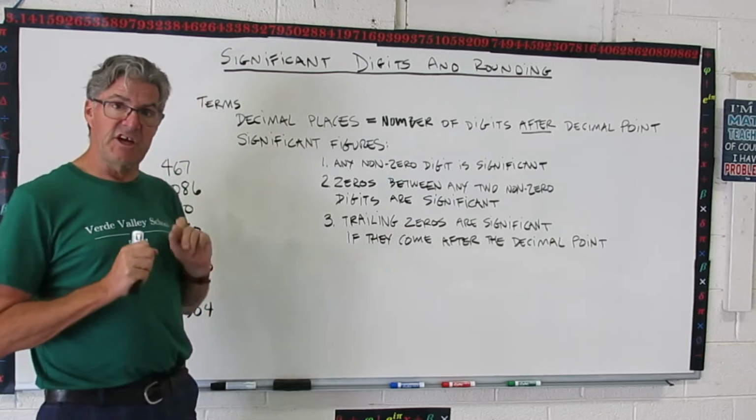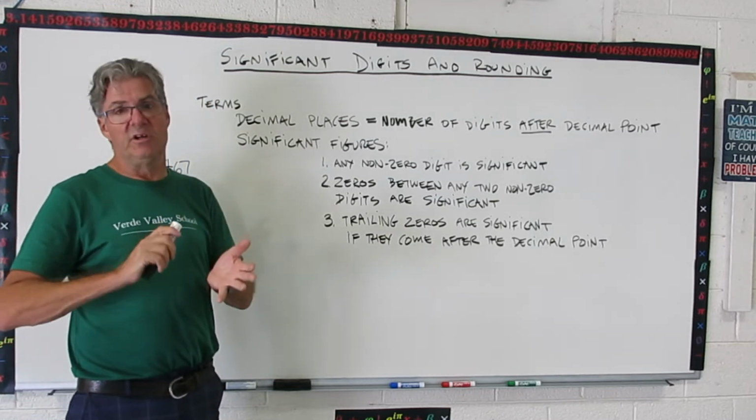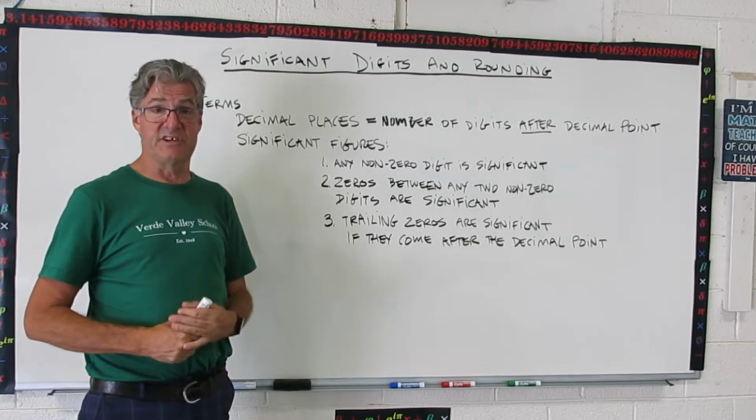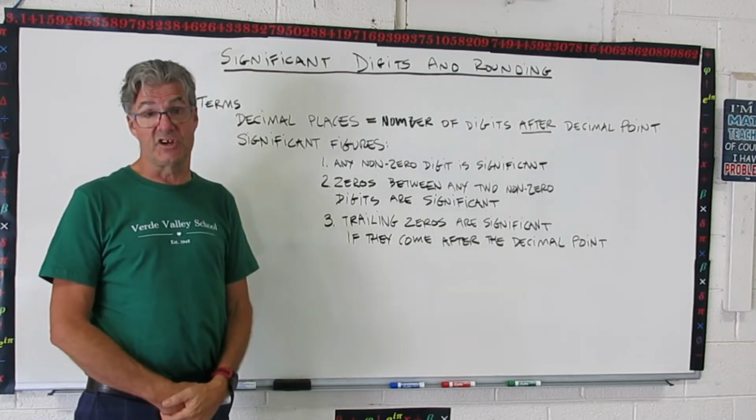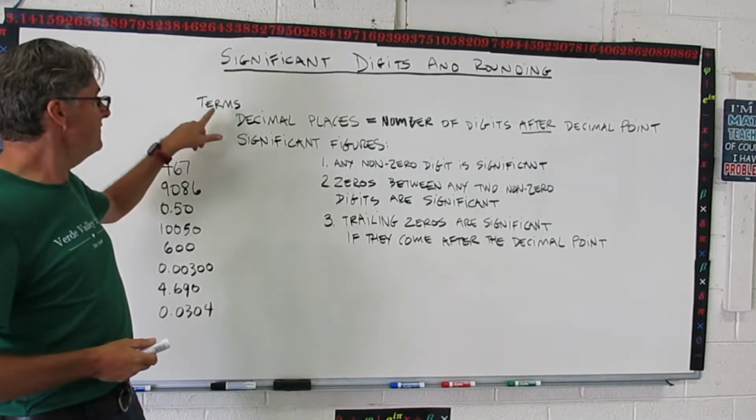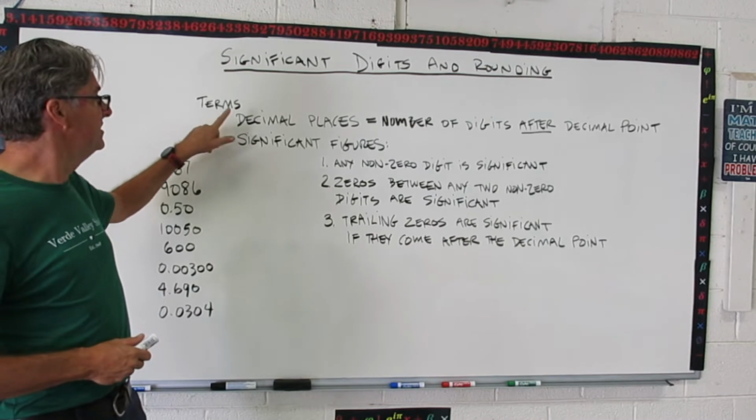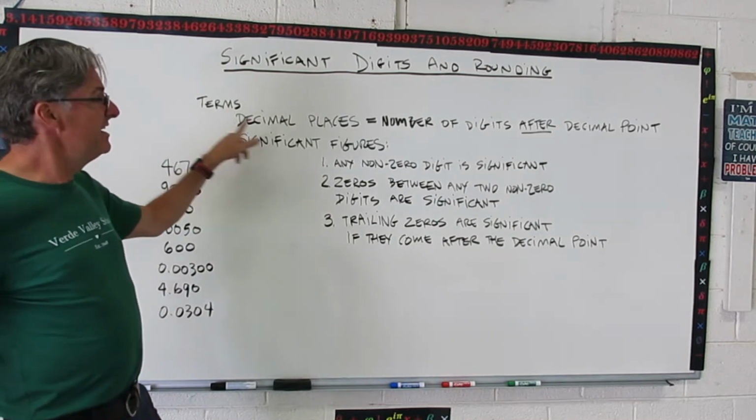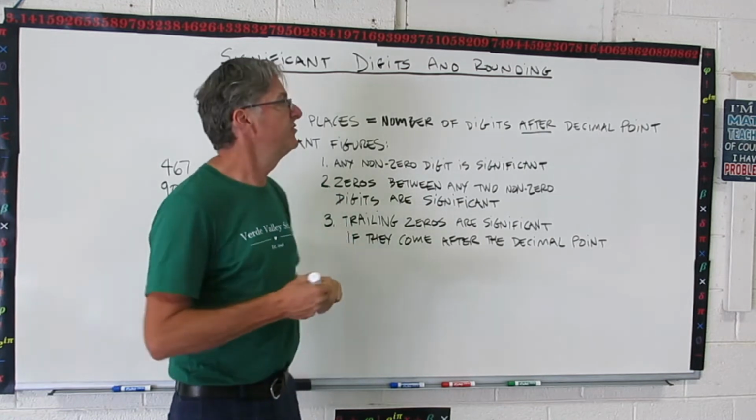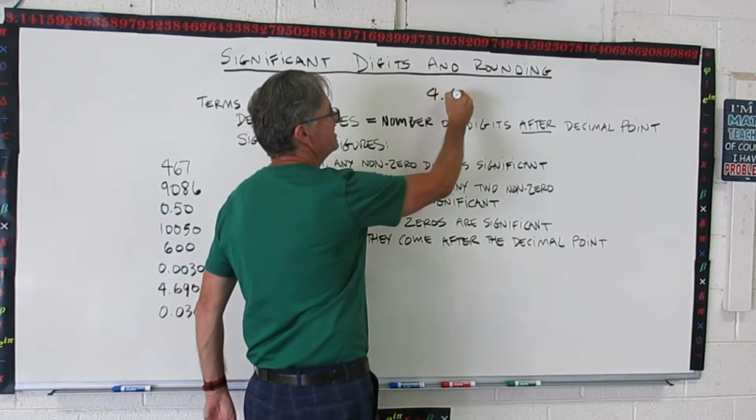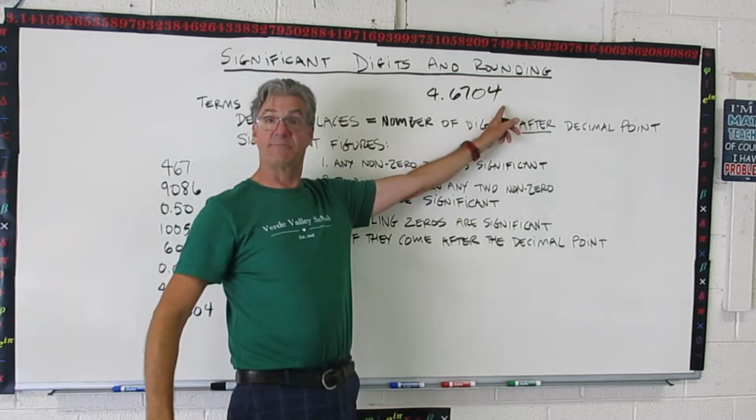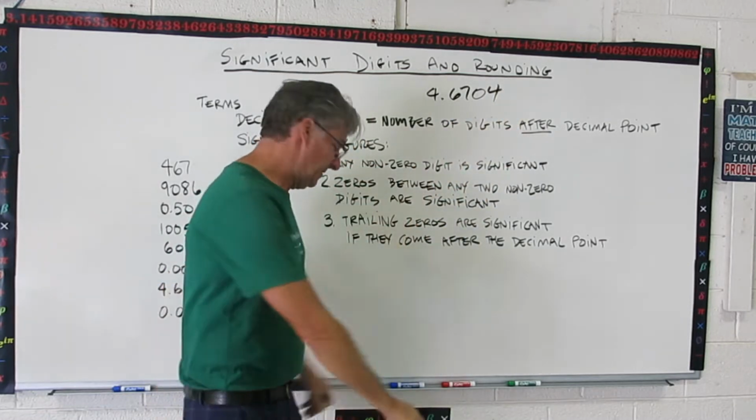First off, significant digits. This causes people some grief, and in science and in math it's an important concept. There are 3 basic rules to determine significant digits, so let's go over those. First off, I want to talk about a couple terms. Decimal places. This is the number of digits after a decimal point. So if you write the number 4.6704, there's 4 decimal places in that number.